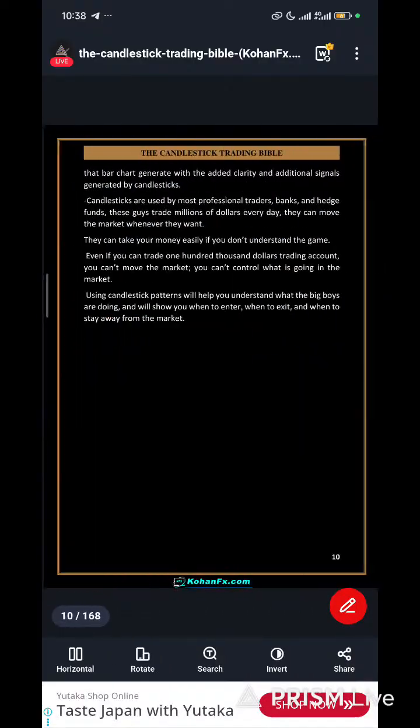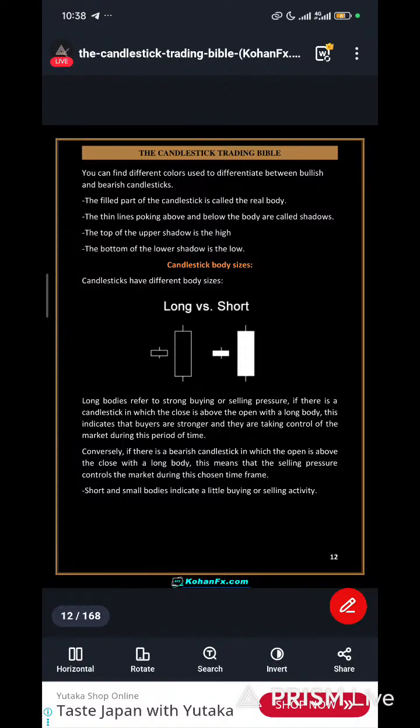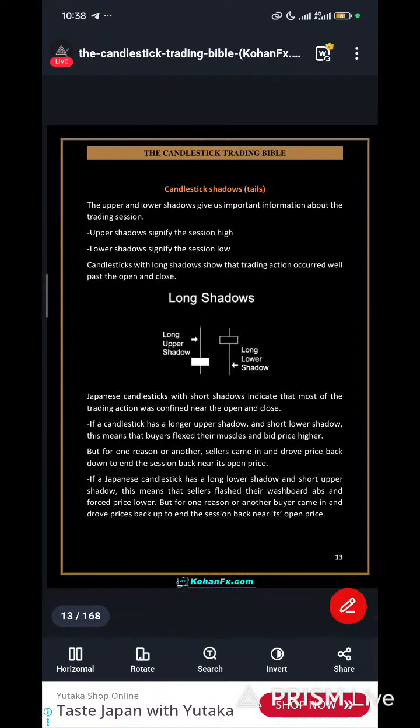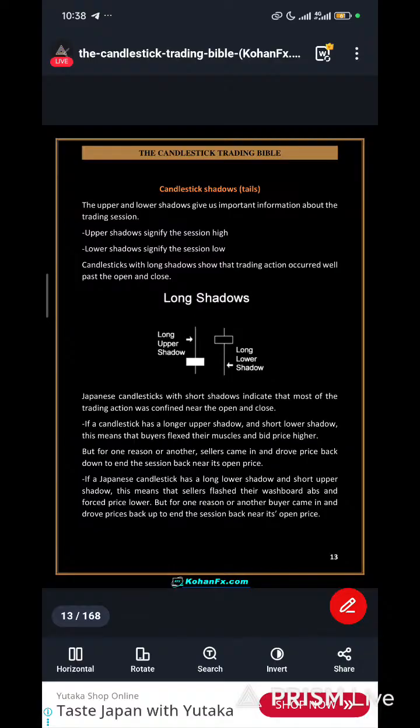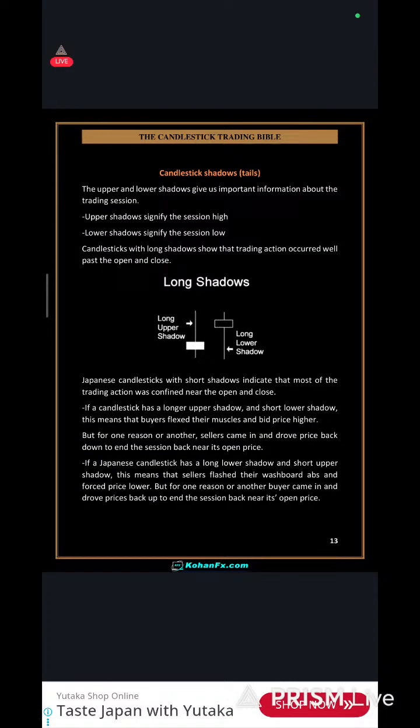So that's what we mean by long versus short. We also have what we call long shadows, the upper and lower candlestick shadows, which are called the tails. The upper and lower shadow give us important information about the trading session. Upper shadows signify the session is high, while lower shadows signify that the session is low.